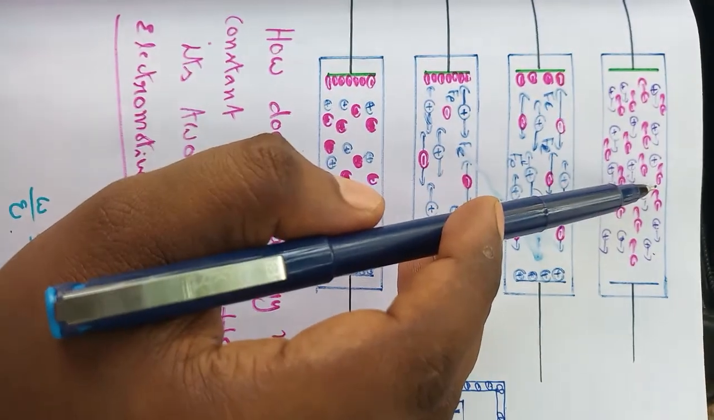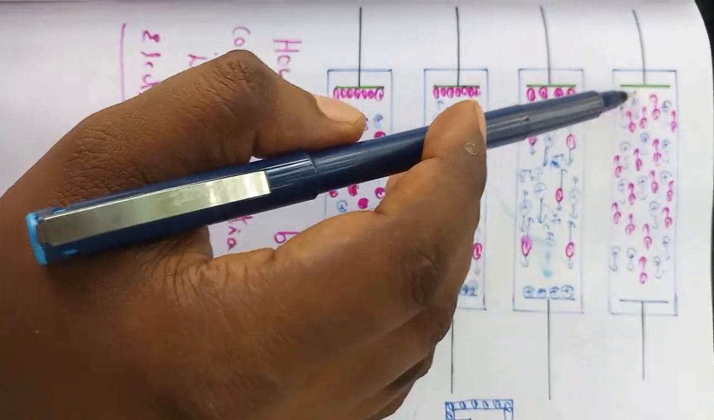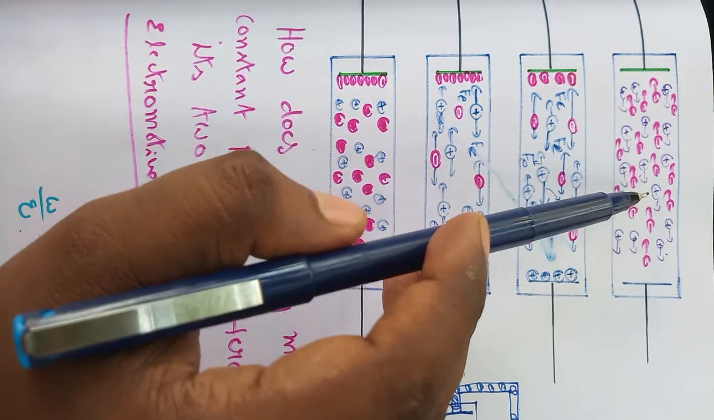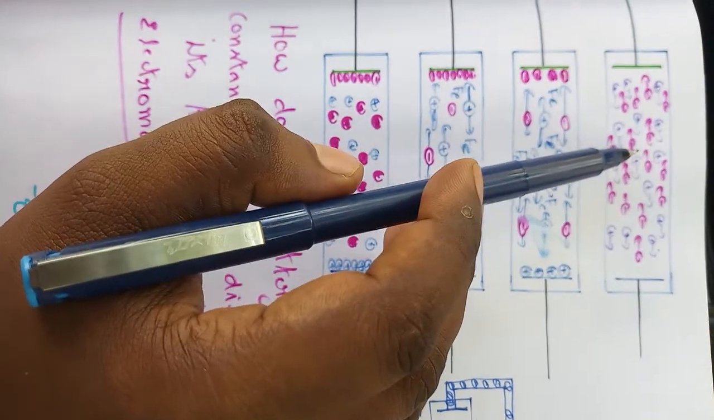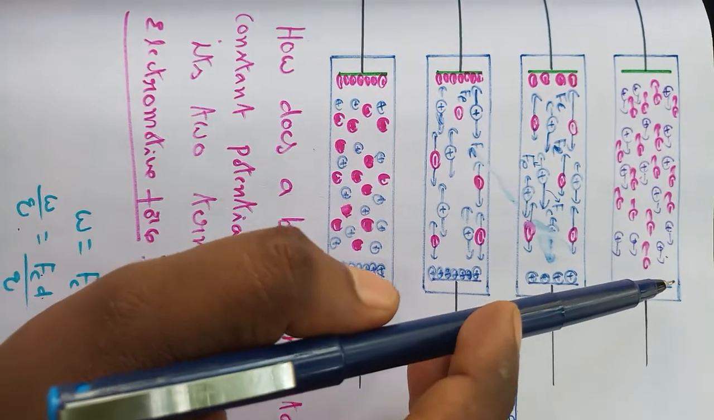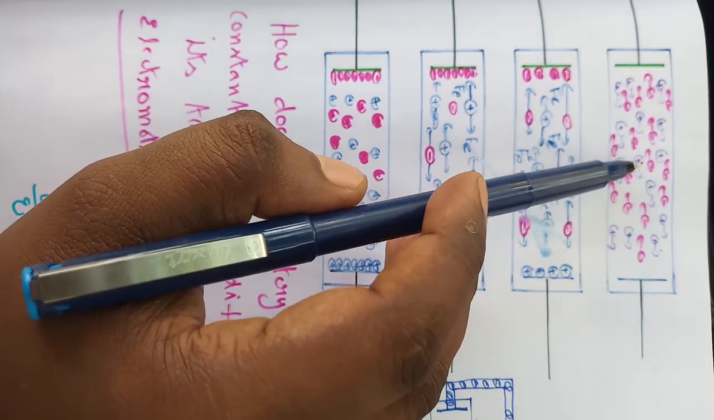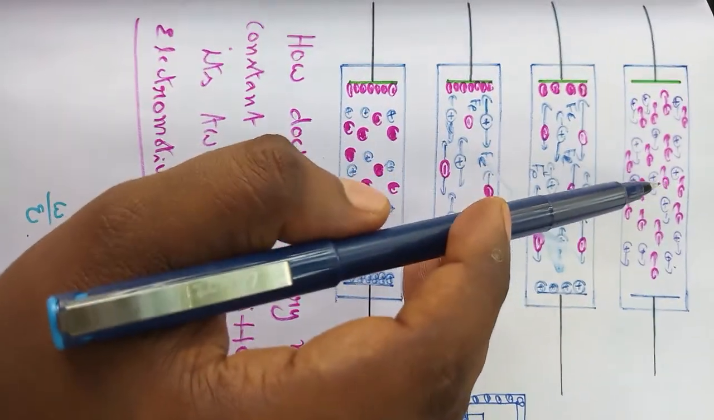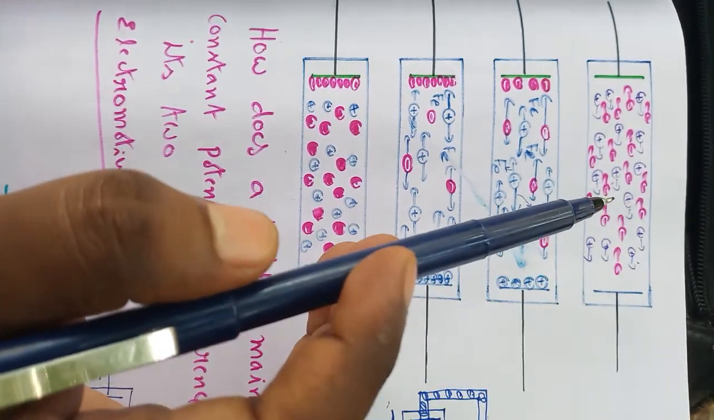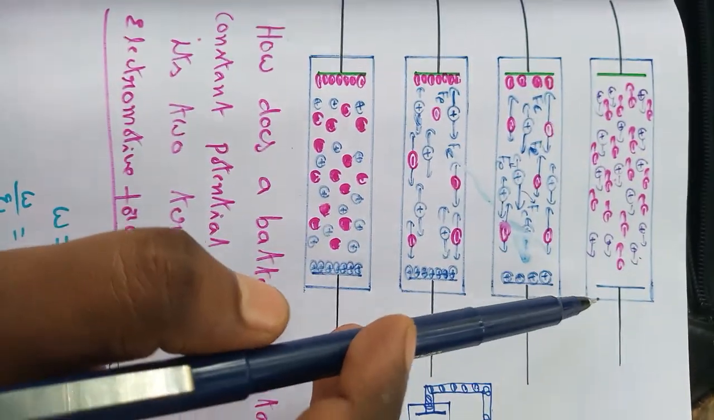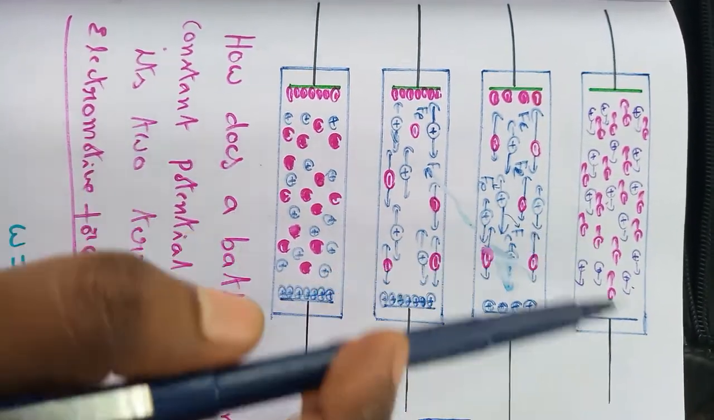Positive ions move in one direction and accumulate on one plate, and negative ions move in the opposite direction and accumulate on another plate. Which charge accumulates on which plate depends on the nature of the chemical. Depending upon the nature of the chemical, positive ions move in one direction and accumulate on one plate, and negative ions accumulate on the other plate.